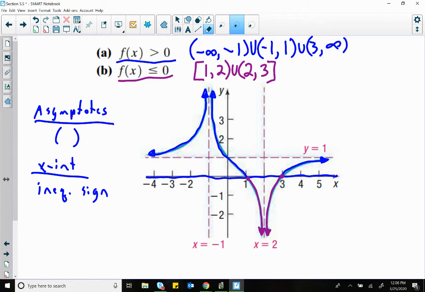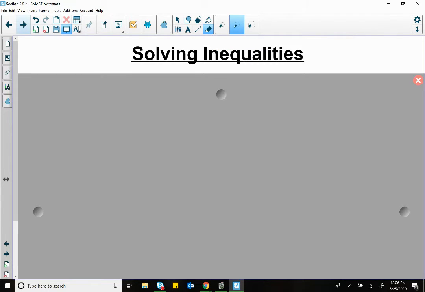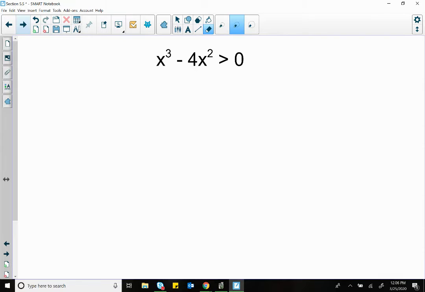So in your assignment, you'll have 2 of these that start out. One will be a polynomial, where you'll find the intervals, and the other one will be a rational. And then in the end, I think there's only 4 problems total. They're going to give you 2 equations. So let's go ahead and tackle the equations.